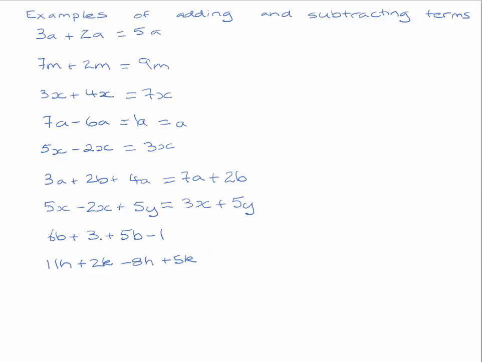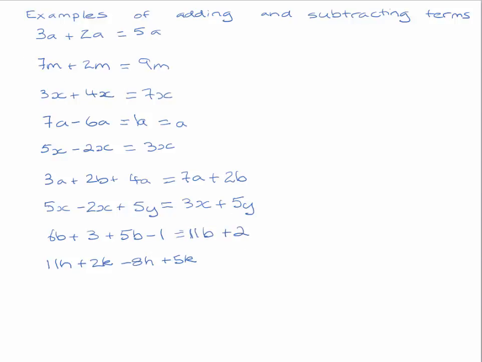Here's another one where we have different terms, and in this one we have numbers by themselves. So they are counted as being different terms. When there's a number by itself, it's known as a constant term. So 6b and 5b are like terms, and the two constant terms, 3 and minus 1, are a different set of terms. So we can add the b's. 6b plus 5b is 11b, and then 3 minus 1 is plus 2.